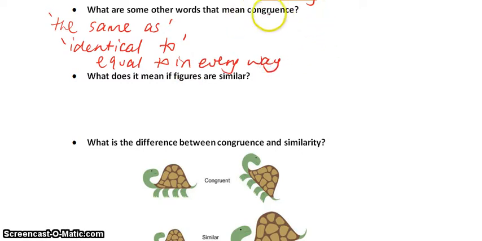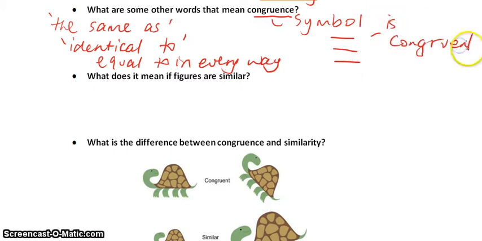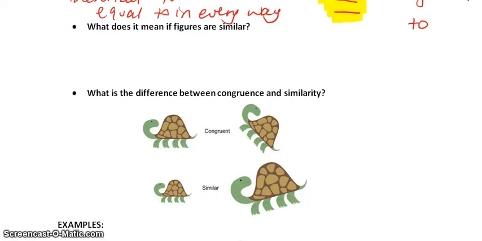And there's also a special symbol for congruence, and I want you to make sure you're writing this down. The symbol for congruence is 3 horizontal lines. 3 horizontal lines like that means is congruent to. So it's really important that you know that symbol, and that means congruent to. So that's what congruence is.